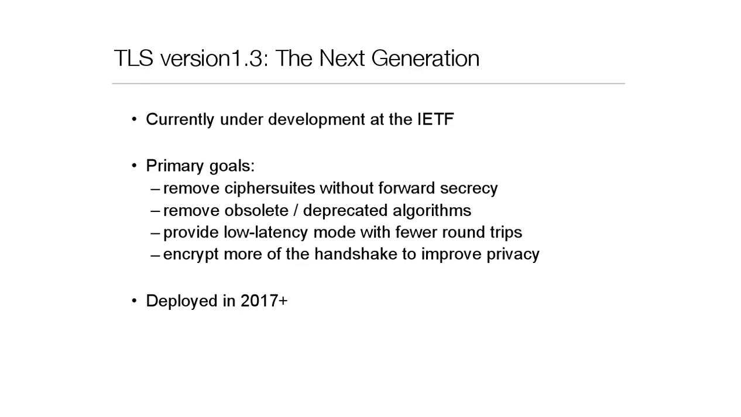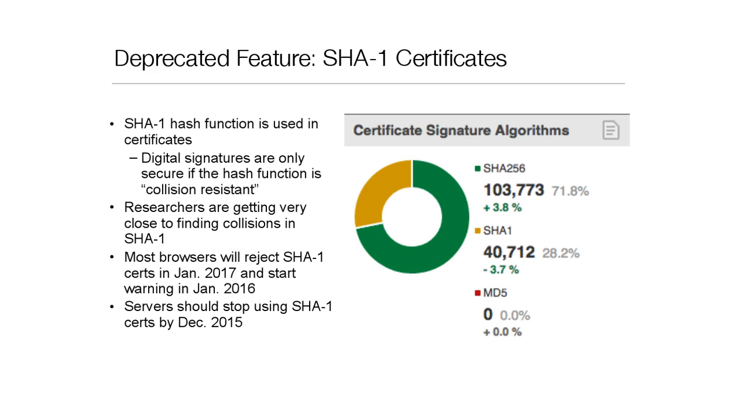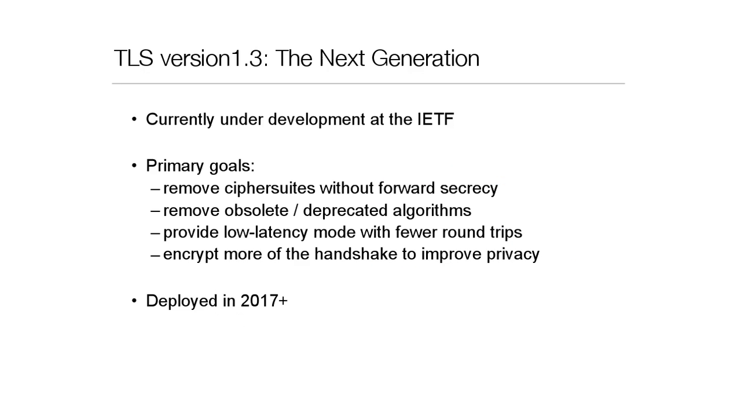So mostly outdated things should be eliminated. And the TLS 1.3 version is considered the next generation, currently under development at the IETF, the Internet Engineering Task Force. The primary goal is to remove cipher suites without forward secrecy. We discussed forward secrecy.